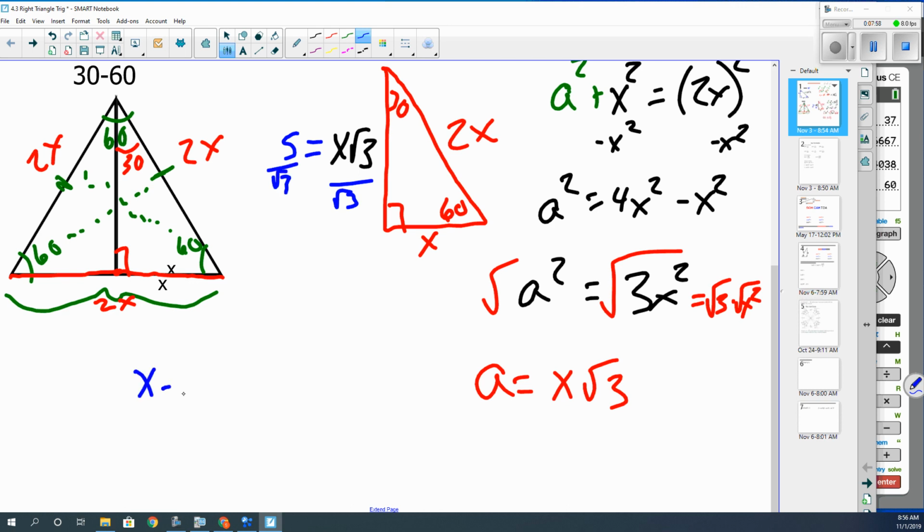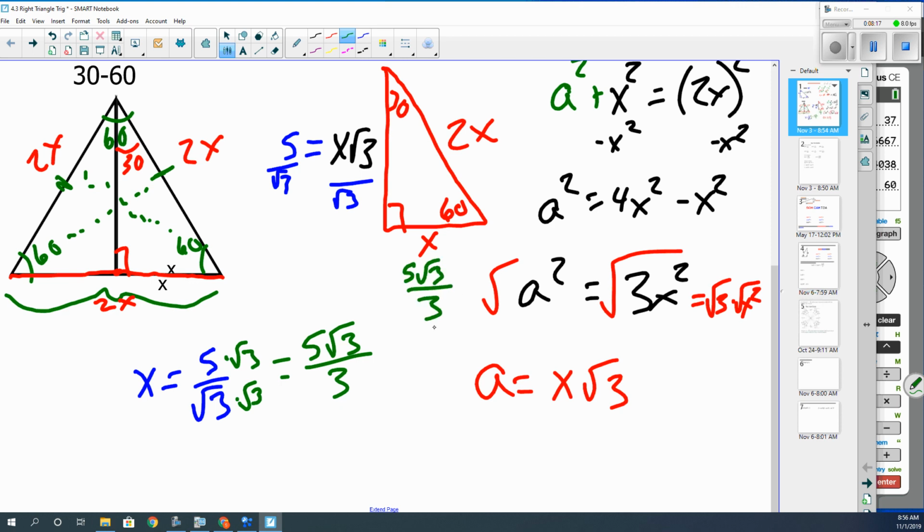So I would have x being 5 over root 3, but then we don't like roots in the denominator of a fraction, so I just multiply by root 3 and get 5 root 3 over 3. So now, since that's x, I now know the length across from the 30-degree angle because that one was labeled as just x. So this one is now 5 root 3 over 3. And then if I wanted to know the length of the hypotenuse, it's 2 times whatever your x is. So if I multiply this 5 root 3 over 3 by 2, I would get 10 root 3 over 3. So then I now know all the sides of that triangle.